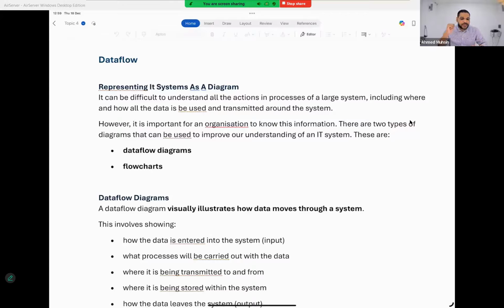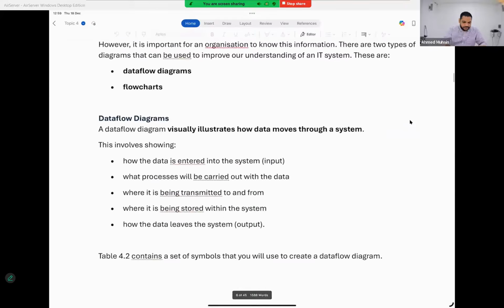There are two types of diagrams that can be used to improve our understanding of an IT system. What are the two? Data flow diagrams and flowcharts. Okay. So everybody, can we come down to data flow diagram? Come to data flow diagram. What does it tell us?